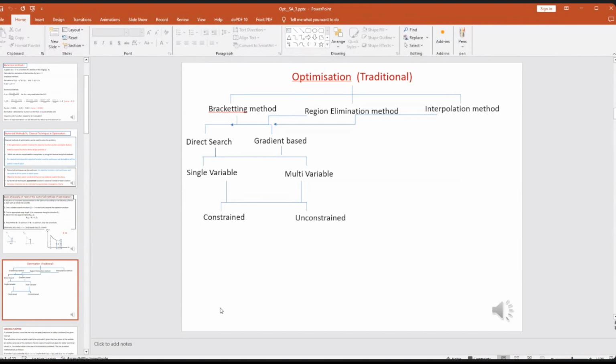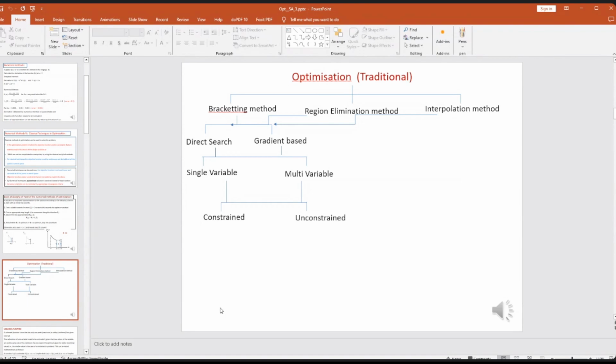In the interpolation method, some functional form we will assume, and for that particular functional form we use some classical technique, and then we will approximate the curve. I will discuss later. So bracketing, region elimination, and interpolation. Under bracketing method or even under region elimination method, another classification is there: direct search and gradient based.